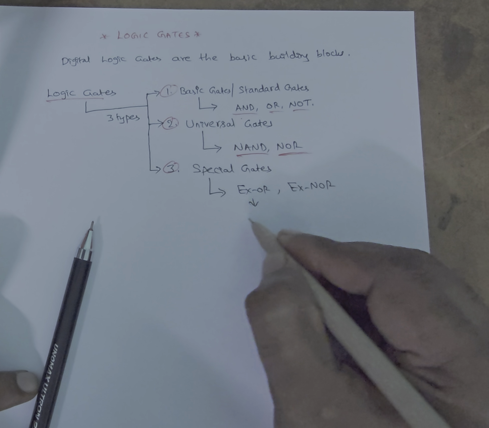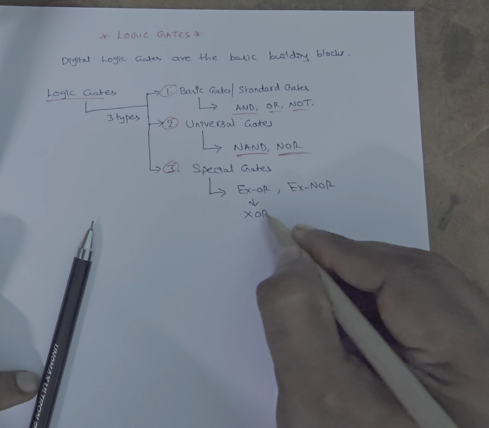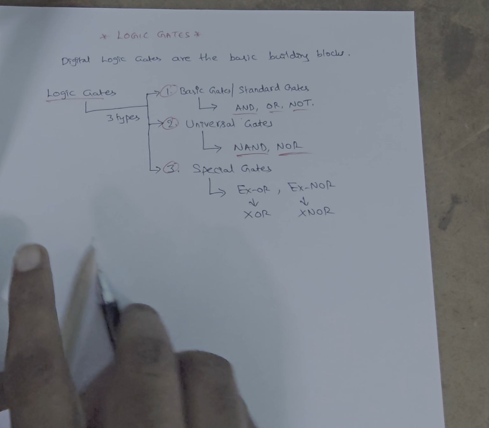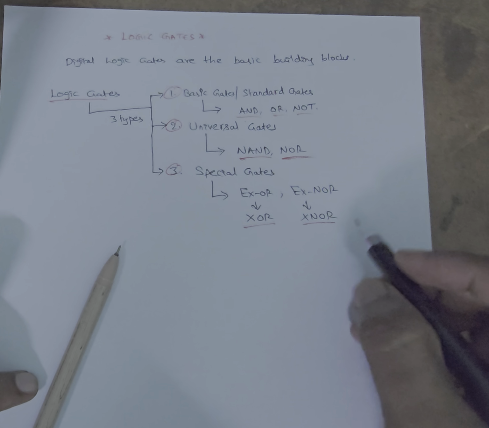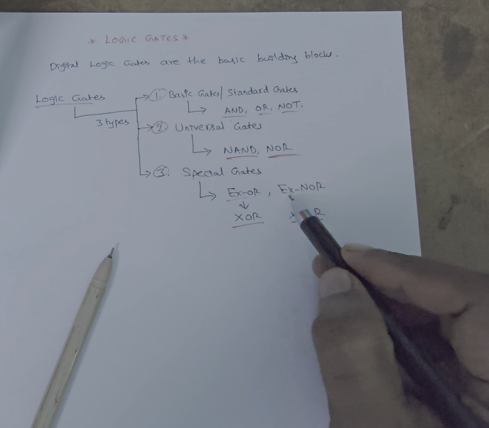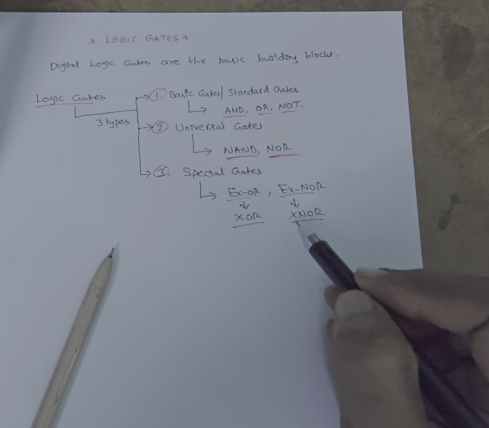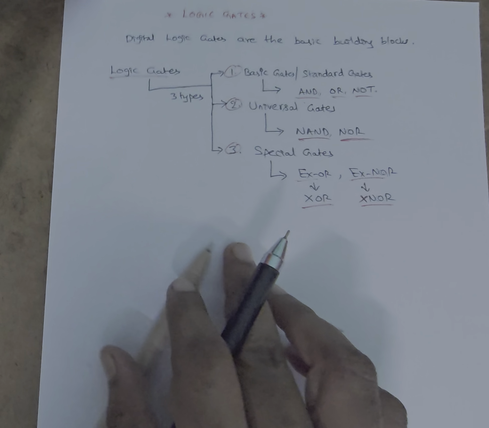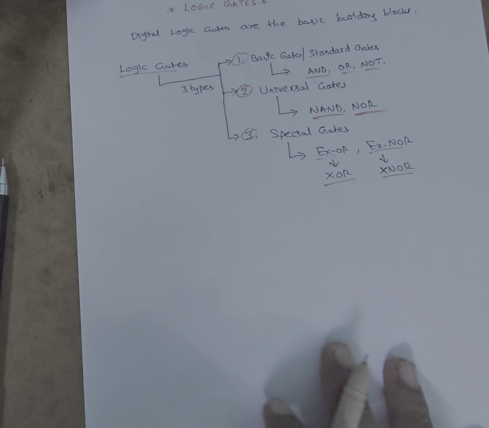Some textbooks mention XOR with this representation, and XNOR with this representation. Both indicate the same meaning. See, this representation and this representation are both equal. And here also XNOR. Right. Next, we will discuss the functionality of the gates.